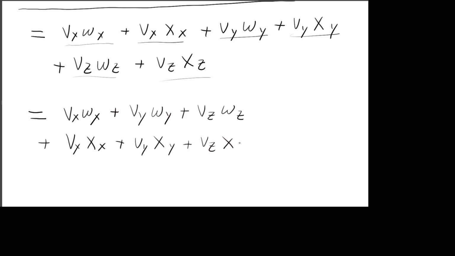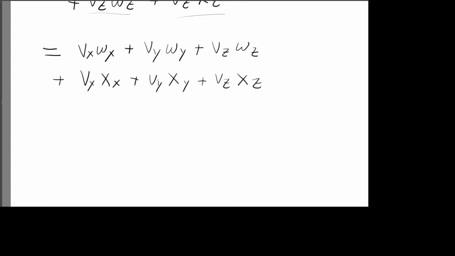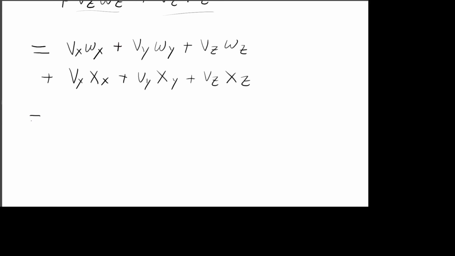vz xz. Now notice that the first three terms are equivalent to v dot w. Why? Because you see the x components in v and w multiplied, summed with the y components in v and w, summed with the z components in v and w, which is equal to v dot w. Similarly, with v and x, now this whole thing is a scalar. This is 6 scalars summed together, so you get a scalar.